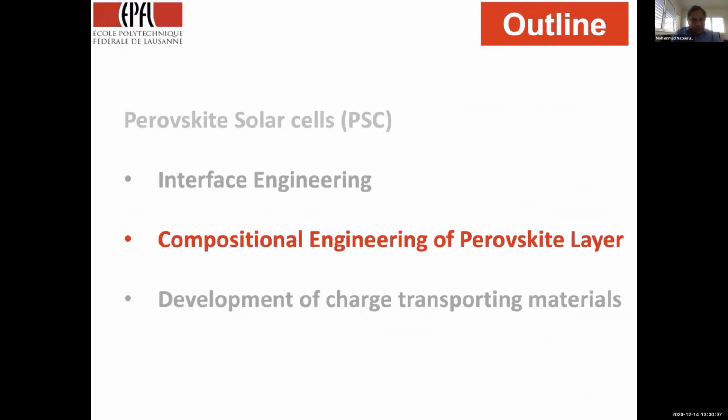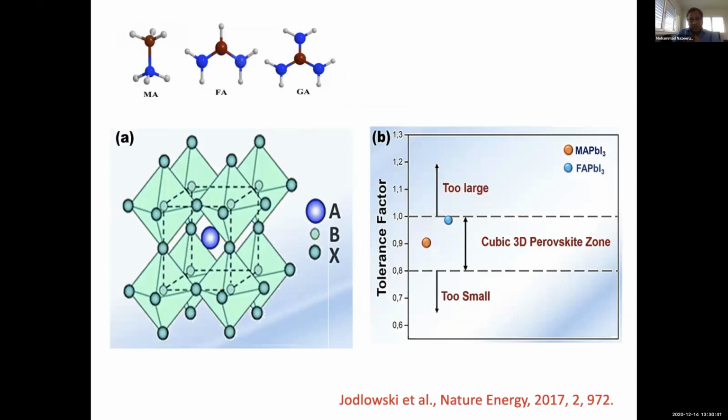Now, compositional engineering of perovskite layers. If you look at what we are doing, here we have three cations. I'm just taking an example. Methylammonium is one cation. Formamidinium is a second cation. Guanidinium is another cation. Among these three cations, methylammonium and formamidinium form within this tolerance factor, where you can form a cubic three-dimensional perovskite zone. This is the three-dimensional perovskite zone.